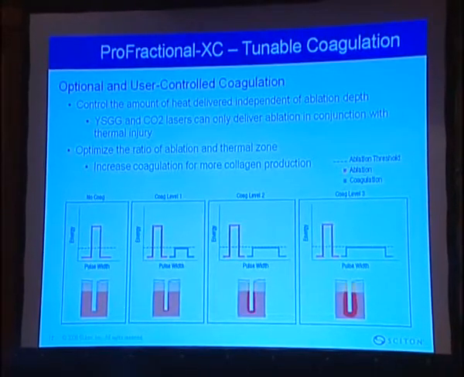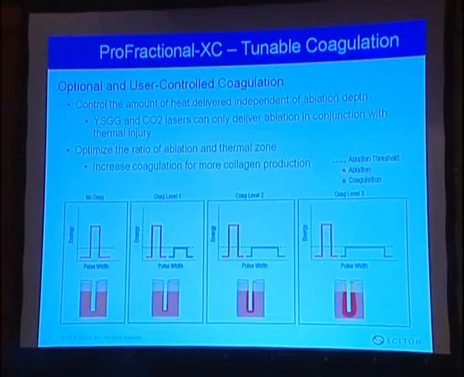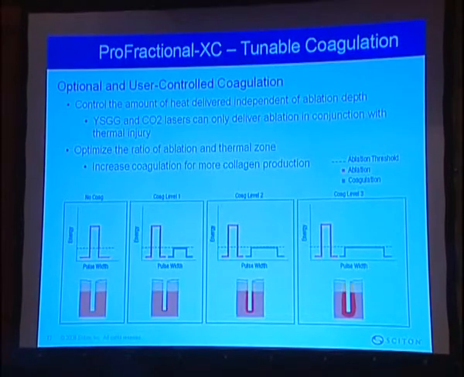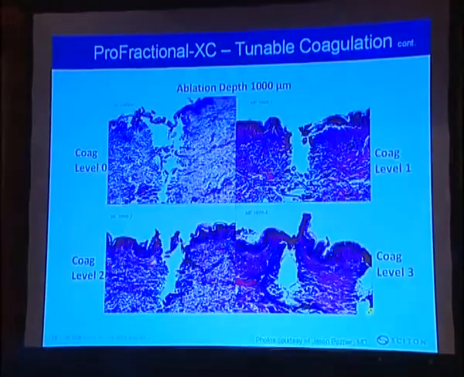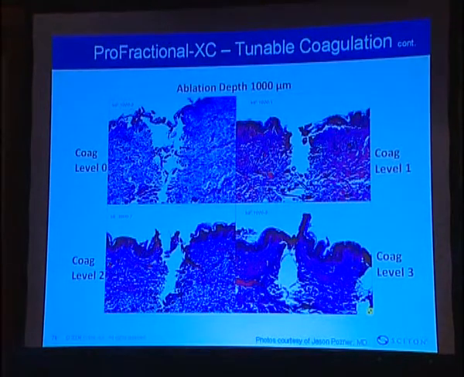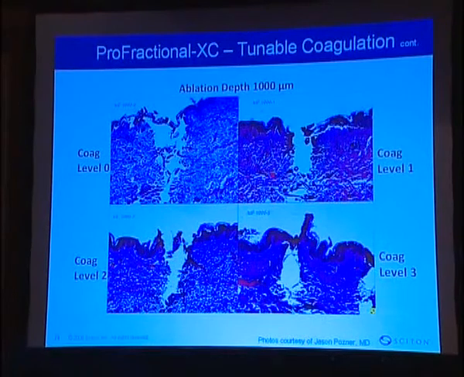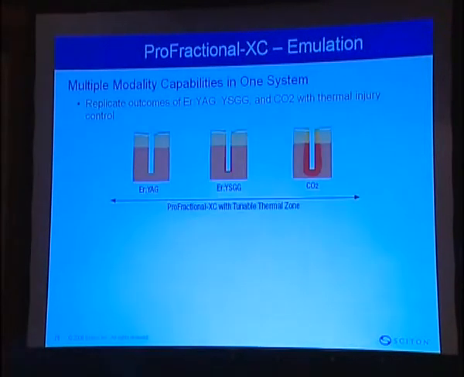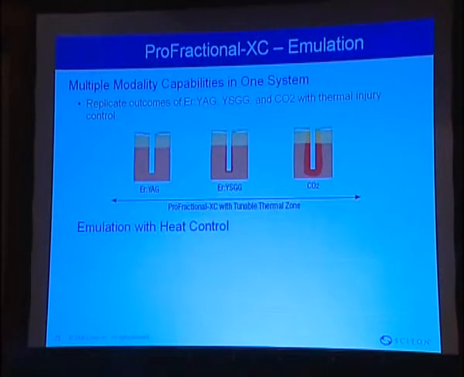And this is the histopathology, which is showing no coagulation with level 0. And then level 1 is associated with 50 microns of coagulation. Level 2, 100, and level 3, 150 microns of coagulation. So it's tunable. It gives you whatever you need in order to achieve the best outcome with the highest safety.